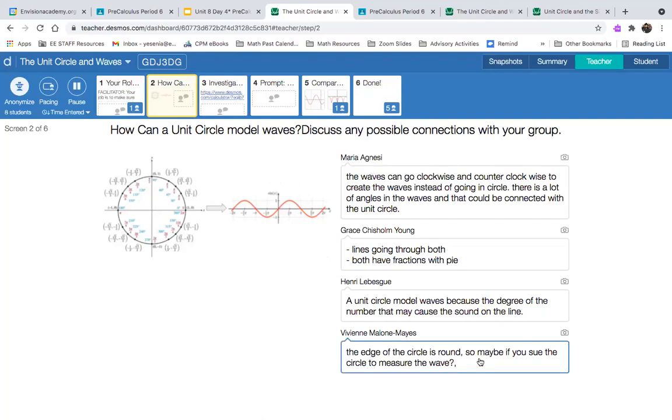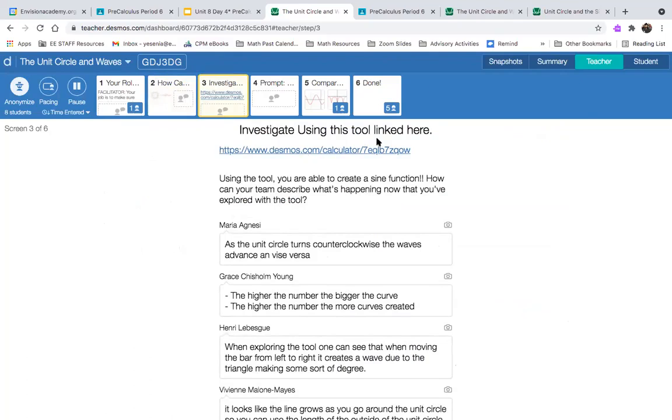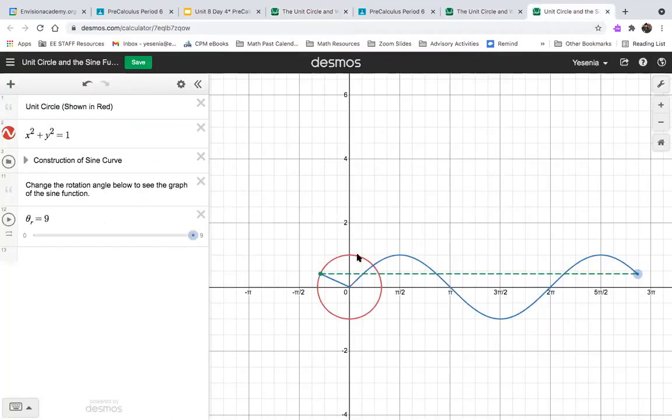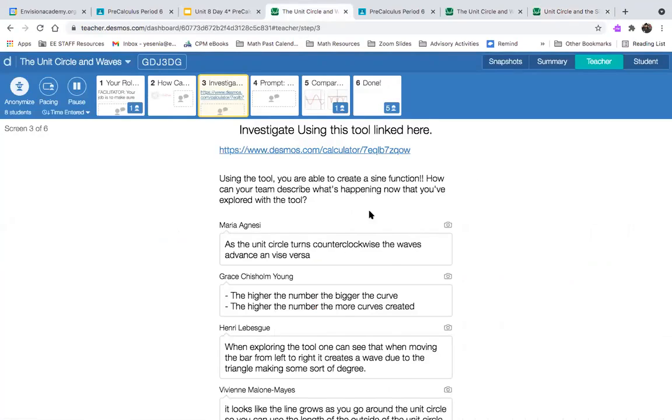Lastly, the edge of the circle is round. So maybe if you use the circle to measure the wave, so kind of using the circle to measure something in the wave. I really like Vivian's contribution there. On part 3, y'all were asked to go ahead and investigate this amazing tool that kind of visually shows you how a unit circle actually is making waves. So it's pretty cool. But our goal, and basically the hard part, is how do we elaborate what's actually happening here? Like what is being measured? That's why I really liked Vivian's contribution there. So what exactly are we measuring when it comes to a circle and the fact that we're making these waves? So that was juicy.